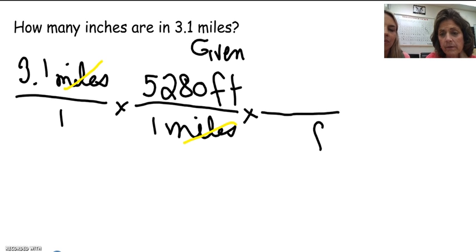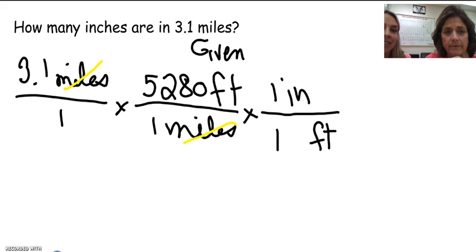So 1 foot, 12 inches. Now all I have to do is, oh wait a minute, let's cancel these things. I like it when things cancel because that helps me keep track. And then I can do a sign. So what's the final answer, Miss Campbell?